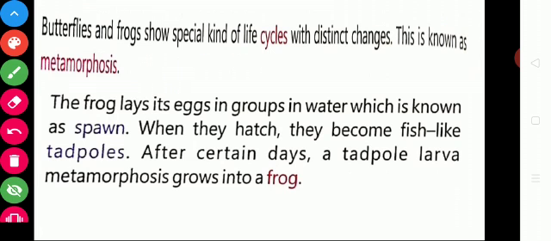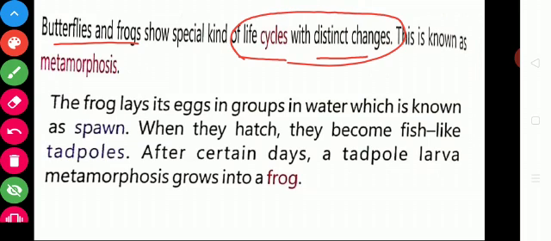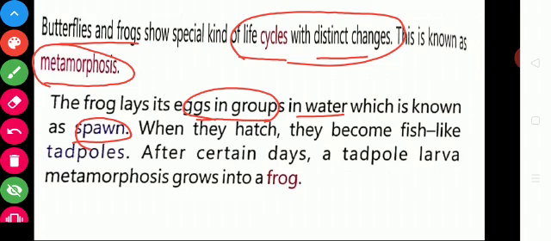Butterflies and frogs show a special kind of life cycle with distinct changes. This special kind of life cycle is known as metamorphosis. The frog lays its eggs in groups in water, which is known as spawn.